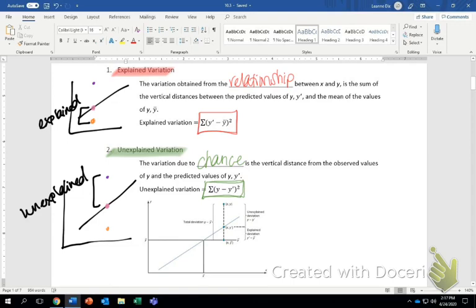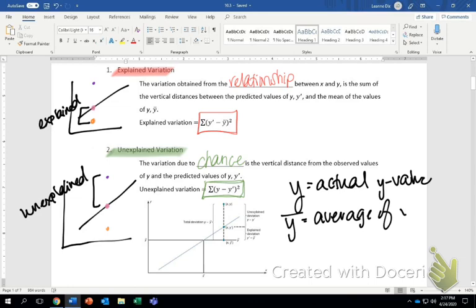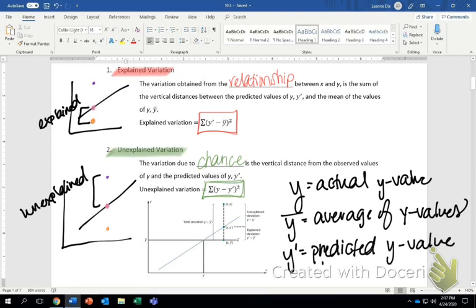So just to summarize, y is your actual y value. The y bar is your average of all of the y values. And finally, y prime is your predicted y value, and you get this from the regression line.